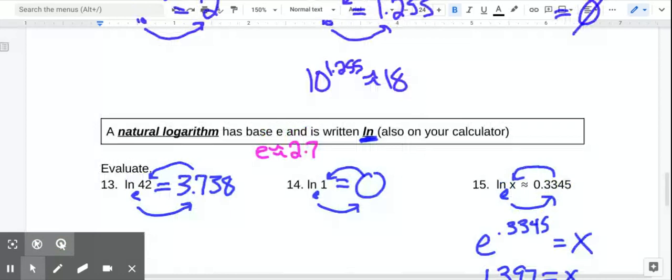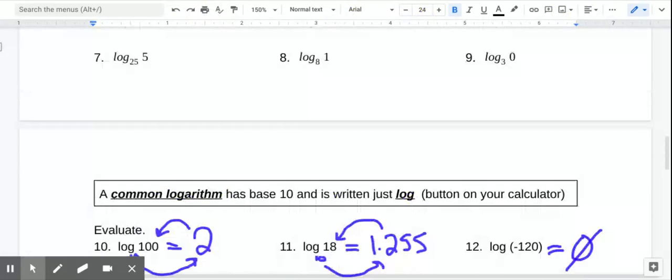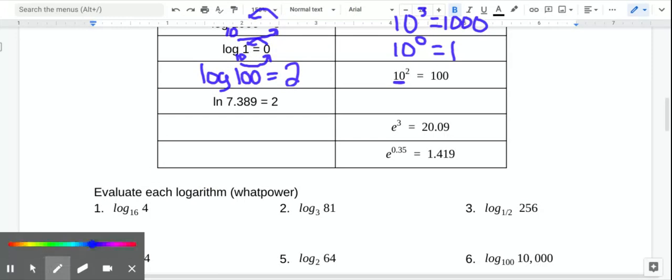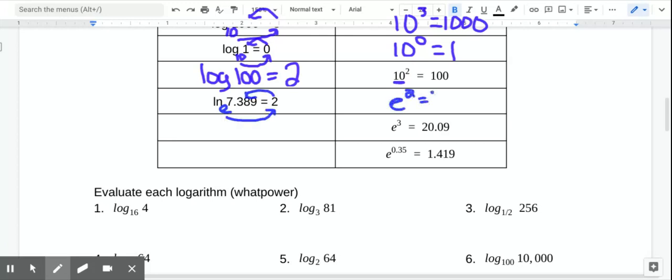Now, there were a couple of these back on the front page too, so let's go get those. Here they are. Okay, so we want to rewrite these as exponents. So if it's a natural log, remember that's base e. So this is telling us that e squared is 7.389.